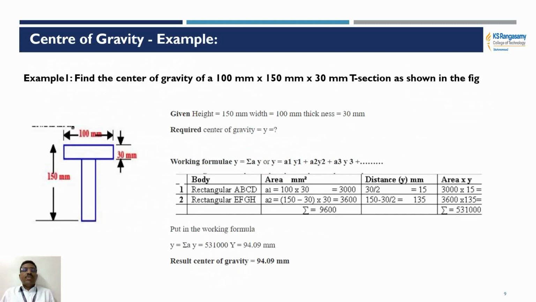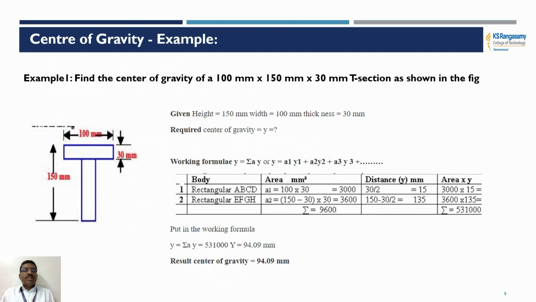Now we can see an example problem to find the center of gravity. Find the center of gravity of a 100 mm by 150 mm by 30 mm T section. The T section has been given in the figure, so you can see the dimensions.